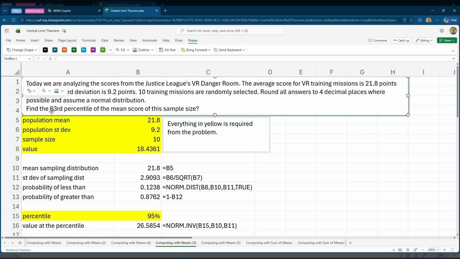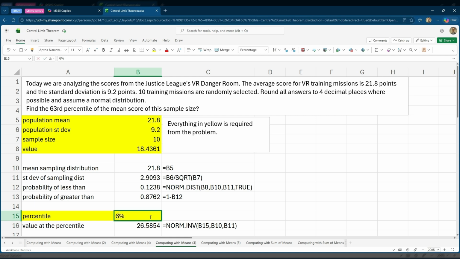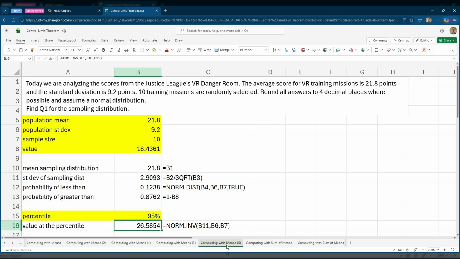So now we have the percentiles, right? And so now I want to find the 63rd percentile. The 63rd percentile is always to the left. So all I have to do here is paste in the 63. That 63 as a percentage is going to go in right here. The norm dot inverse is going to calculate the value, and it is right there. And then the next one that we would do is find Q1. Q1 is the 25th percentile. So all I have to do is type in 25 and it pops right out. So this calculator is going to be super helpful for all of the central limit theorem problems.